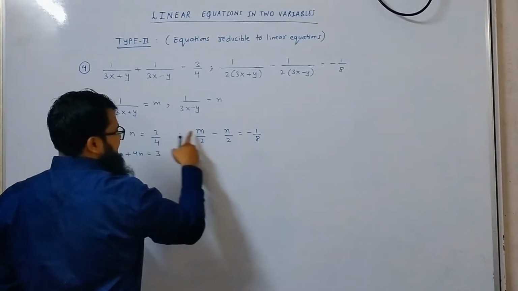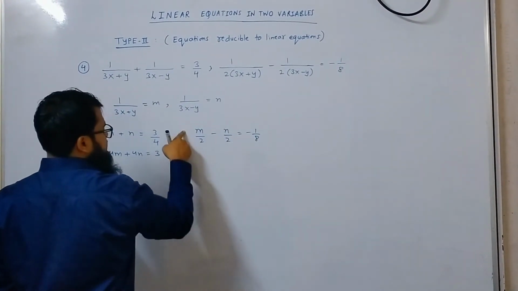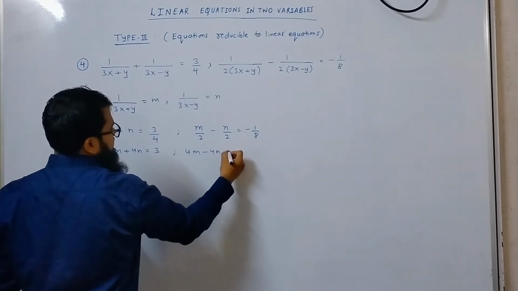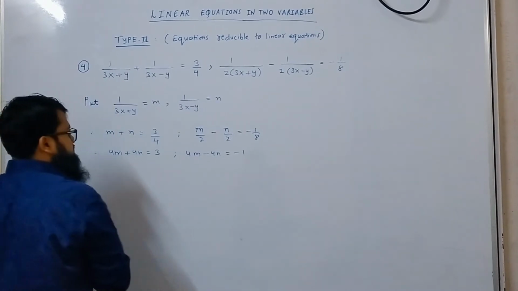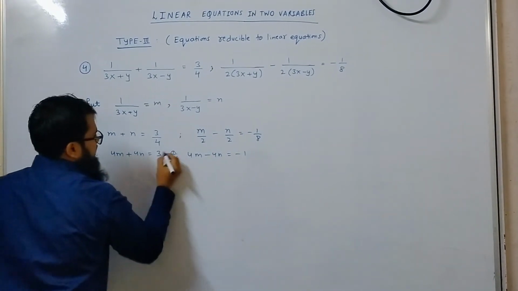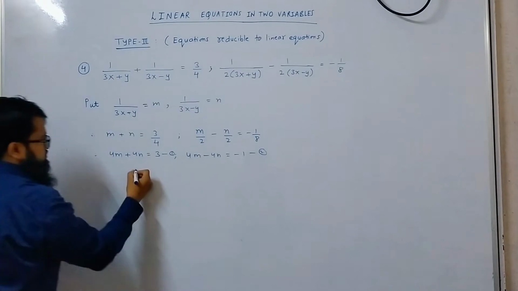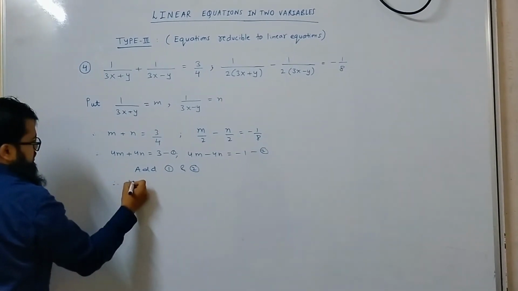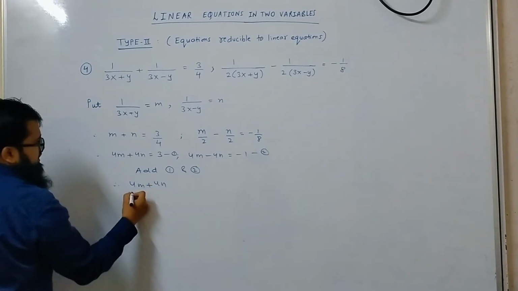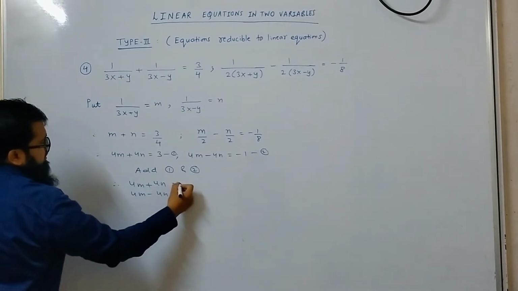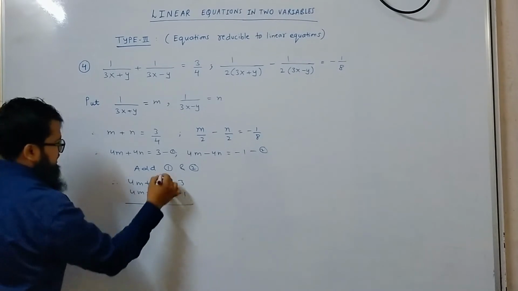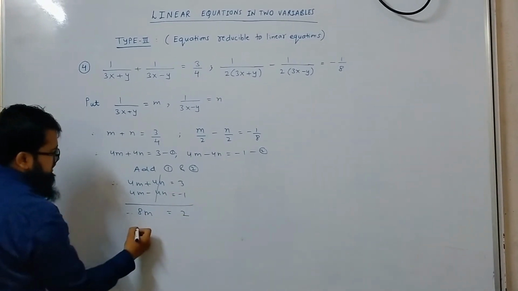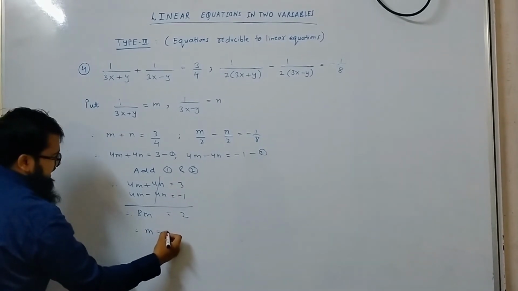You can take this 8 here. It will give you 2 ones are 2, 4s are 4m. 8 here will give you 2 ones are 2, 4s are 4n is equal to minus 1. You can take this as equation number 1 and take this as equation number 2. Add them. Add 1 and 2. So therefore, 4m plus 4n minus 4n is equal to 3 minus 1. Adding, this gets cancelled out. Therefore, 8m is equal to 2. Therefore, m becomes 2 by 8, which is 1 by 4.